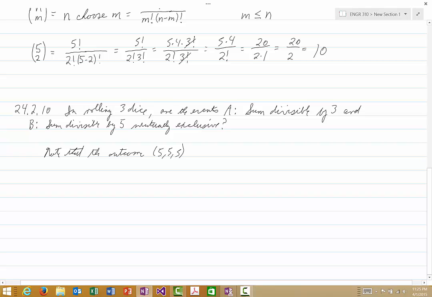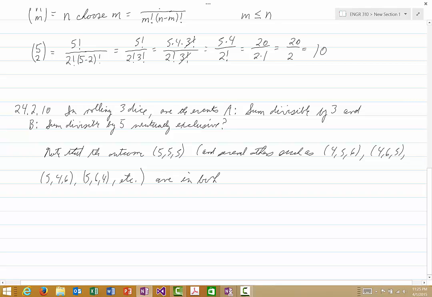But this outcome, the outcome 5, 5, 5, and several others, such as 4, 5, 6, 4, 6, 5, 5, 4, 6, 5, 6, 4, etc., and others are in both A and B. Therefore, A and B are not mutually exclusive.